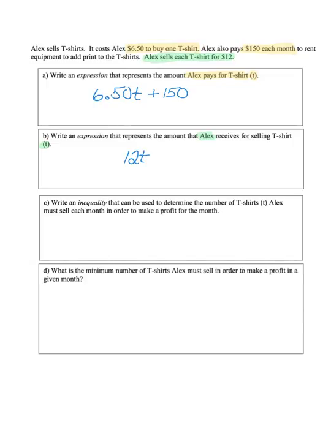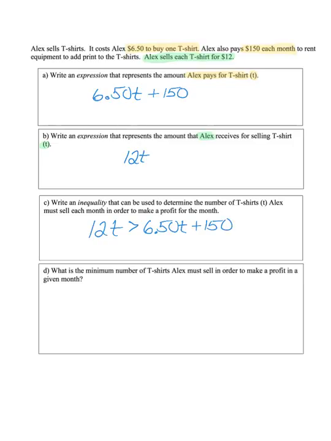So the next part now asks us to write an inequality that can be used to determine the number of t-shirts Alex must sell each month in order to make a profit. So we're going to now use our two parts from A and B to write this next inequality, and the idea is this. In order to make a profit, the amount that Alex is receiving for selling these t-shirts must be more or greater than the amount that he's paying to create the t-shirts. So our inequality would be 12t, the amount he's making, is greater than the amount he's paying, which is $6.50 per t-shirt, or times t, plus that $150 he's paying for the equipment.